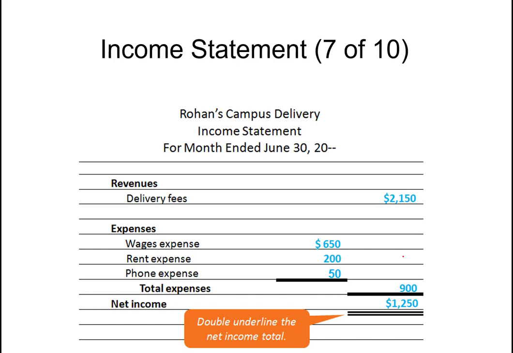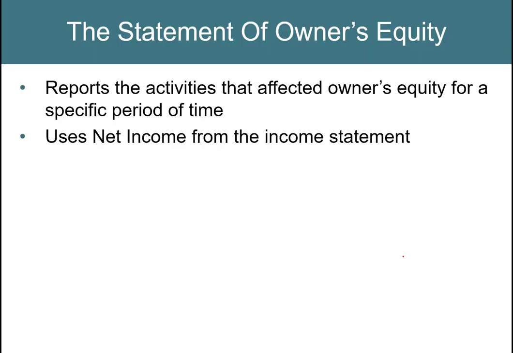Okay. Next, the second document is going to be the statement of owner's equity or statement of changes in owner's equity. It reports the changes in owner's equity. So we use the net income figure from the income statement. Why? Because that has a great impact on our owner's equity.